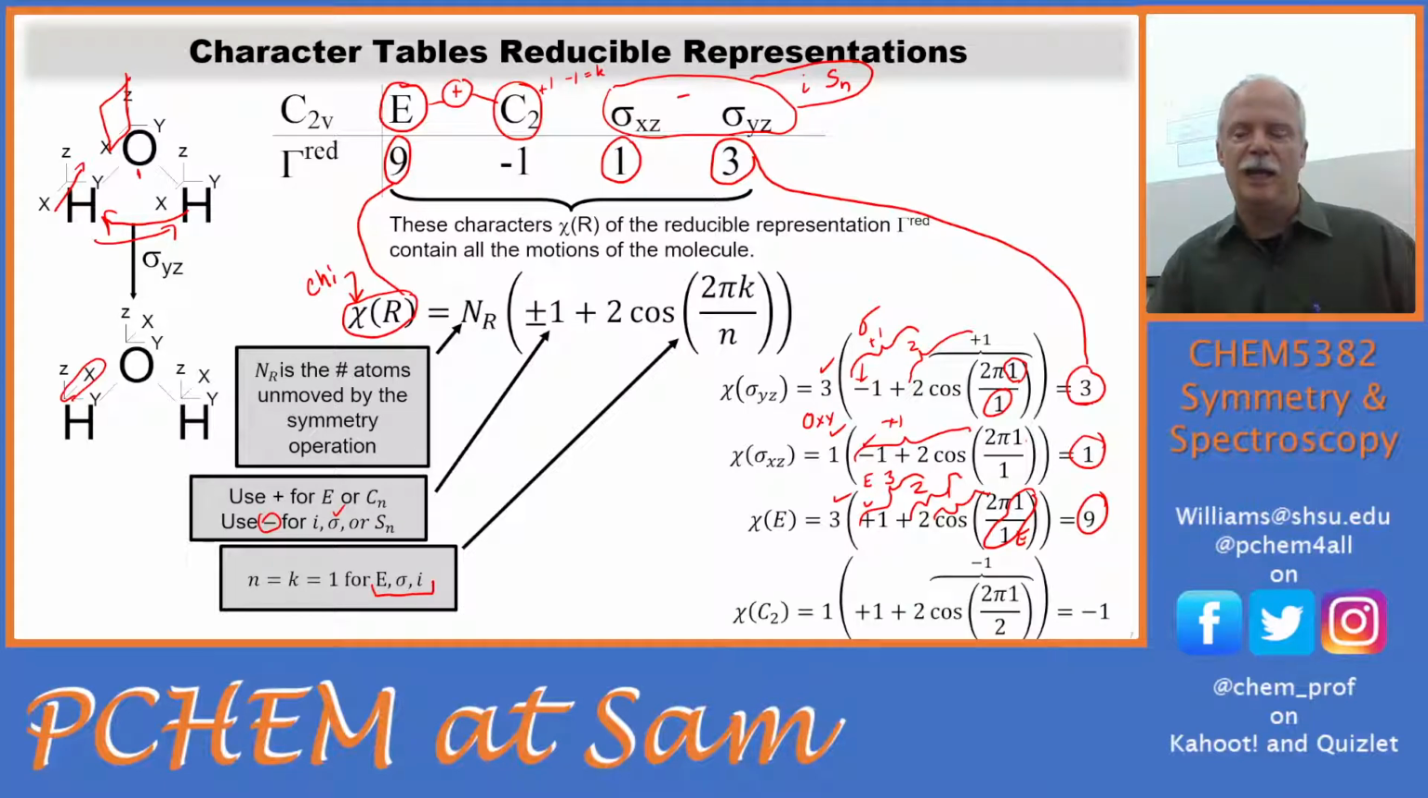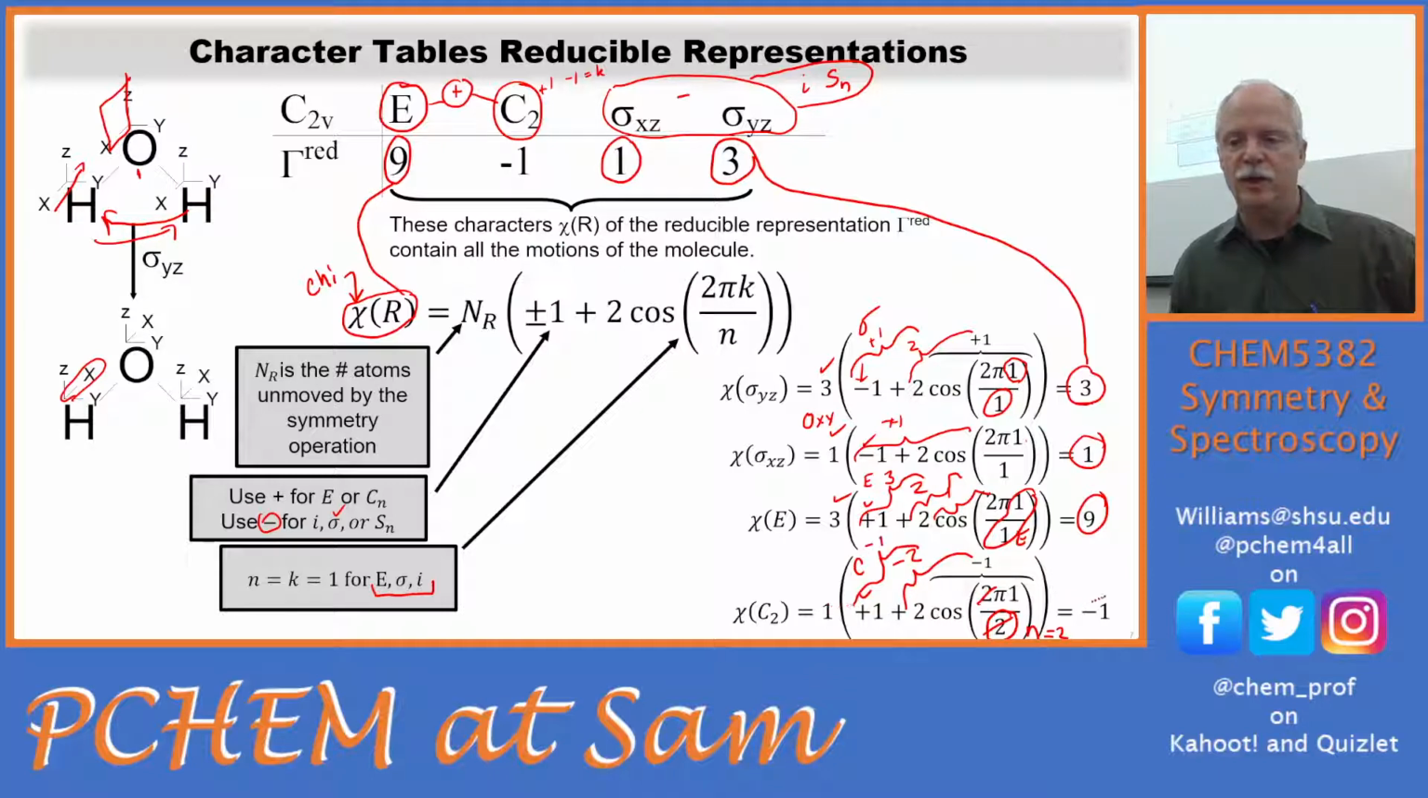Okay? And then this last one, the C2 rotation. So it's a rotation, so we use a plus. It's a C2, so n equals 2. So now we've got the cosine of pi, not the cosine of 2 pi, and that's -1. -1 times 2 is going to be a -2. -2 plus 1 is a -1.